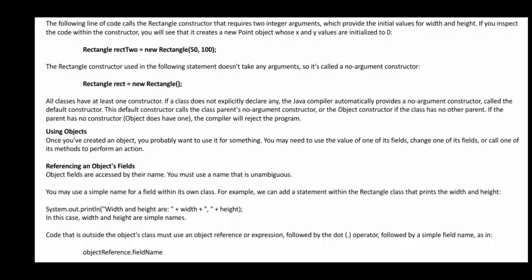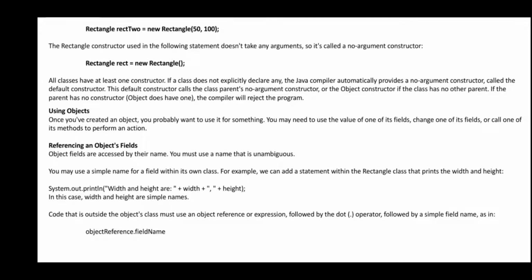Using objects, now how will the objects refer to the values of your class? You want to see referencing an object's fields. Object fields are accessed by their name. You must use a name that is unambiguous. Ambiguous means confused, and those values could not be executed in the correct position. But unambiguous statements are those which are executed without any interruption.